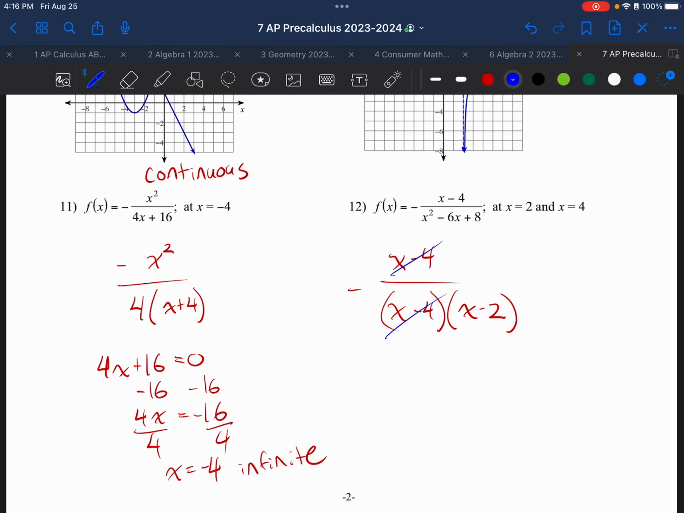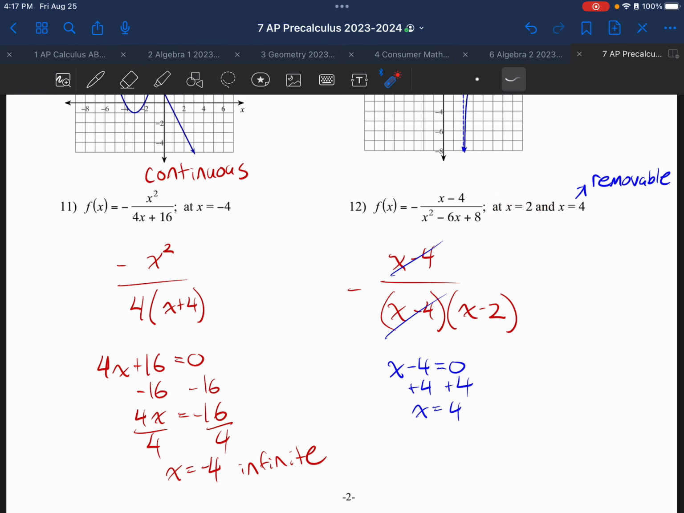Why 4 not negative 4? Because you're setting this equal to 0. X minus 4, if you set that equal to 0, then you add 4, and you get x is equal to 4. That is our removable discontinuity because these are both canceled out. That's what it says in our notes. So this is going to be removable.